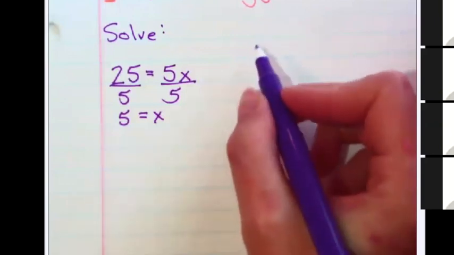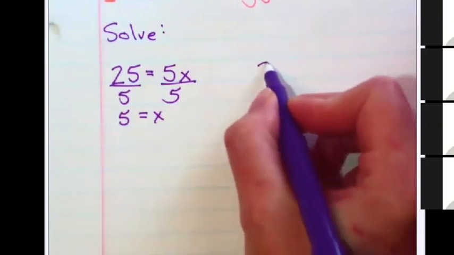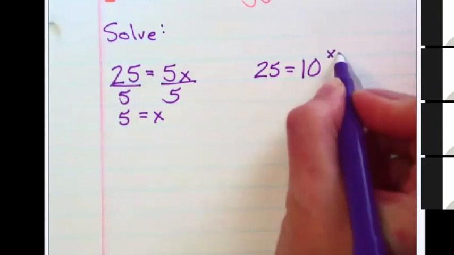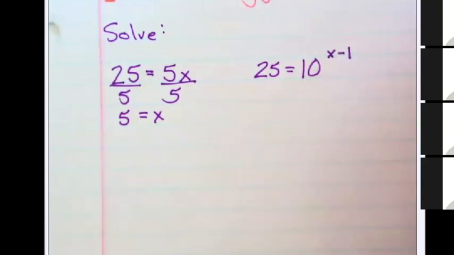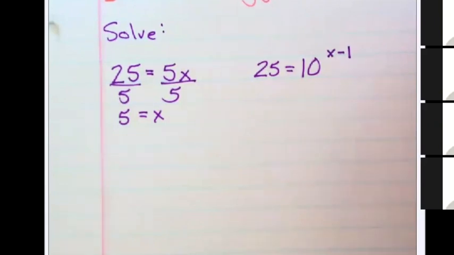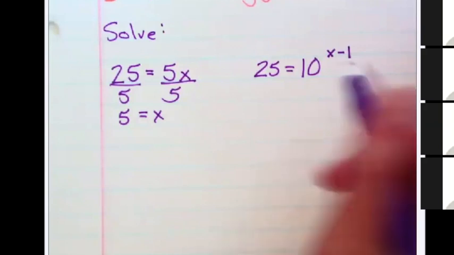So what if we switch it and say 25 is equal to 10 to the x minus 1 power? How do we get the x by itself? We're going to have to change something. I can't undo a base 10. So if we've got a variable in an exponent, then we need to use logarithms. We need to change the way that problem looks so that we can solve it. And we can use our calculators to help us, just like we could do 25 divided by 5 in the calculator. We need to rewrite this.